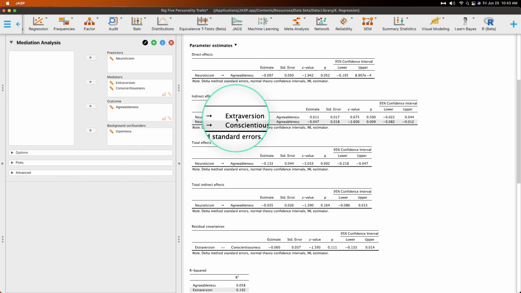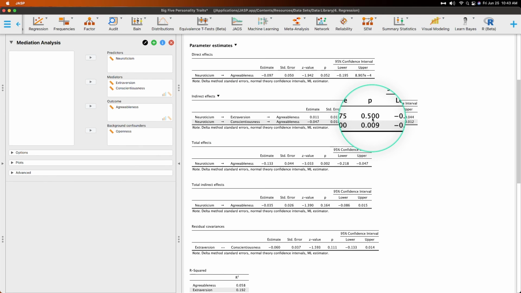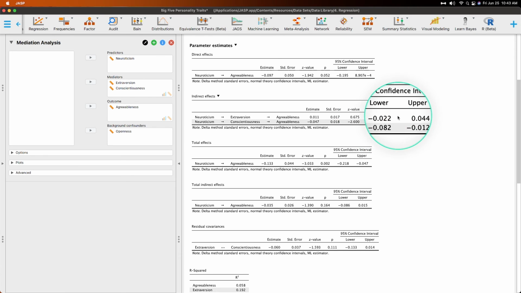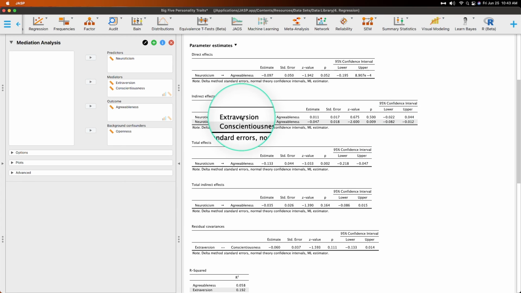And the indirect effects now. So the mediator effect from extroversion. Not as bad as it was before. It was like the p-value was like 0.7. Now it's 0.5. Still not good. The confidence interval includes 0. So extroversion still not doing much between neuroticism and agreeableness.